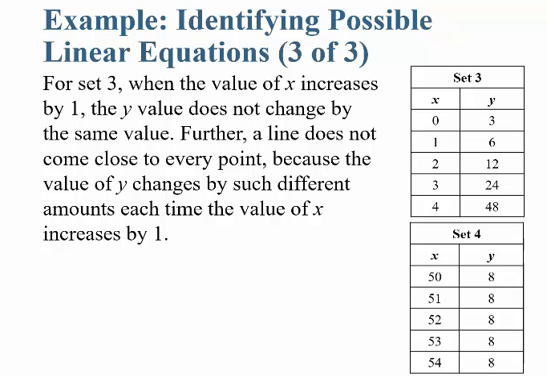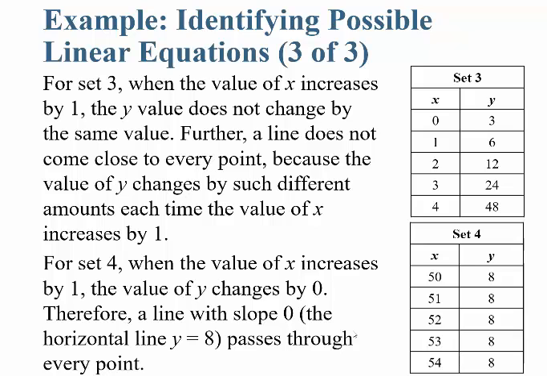All right, look at set 4. This is weird. x is going up by 1 every time, but the value of y is not changing. But is the value changing by a constant number? Yes, it's changing by 0. So for set 4, when the value of x increases by 1, the value of y changes by 0. Therefore, a line with slope 0, remember, slope 0 means it's a horizontal line, passes through every point here.